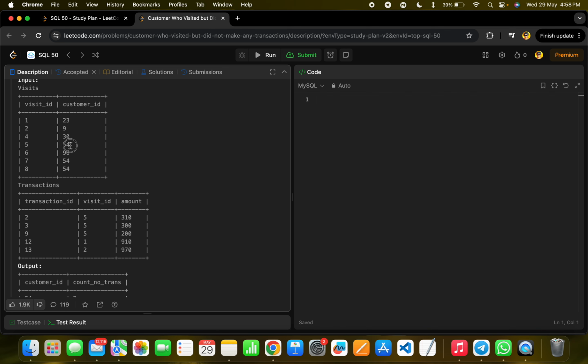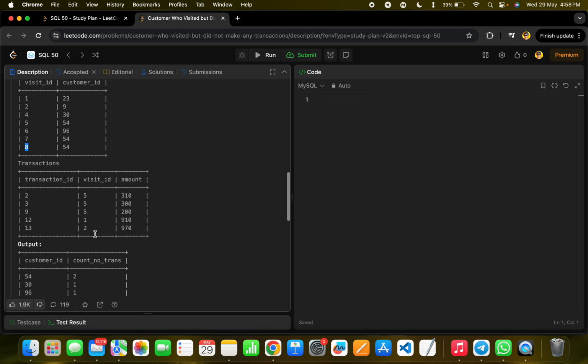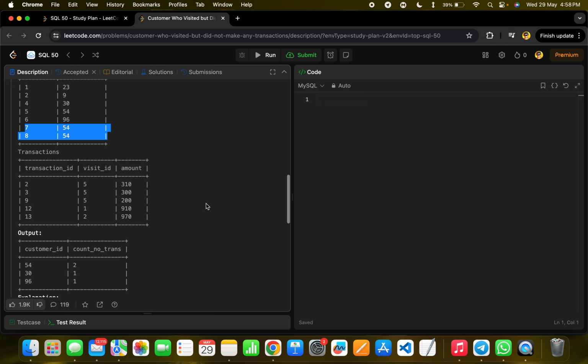If you look at customer ID 54, this customer has visited the mall 3 times with visit IDs 5, 7 and 8. But this customer has made transactions with visit ID 5 only. So customer ID 54 with visit IDs 7 and 8 did not make any transaction. So the count is 2 for customer ID 54 with no transaction.